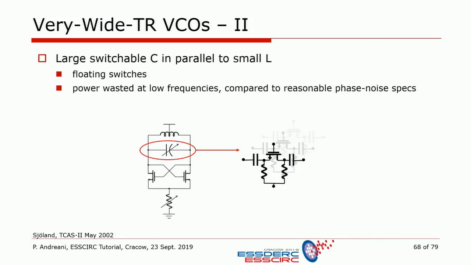At the lowest frequencies, you have a lot of capacitance in parallel to the inductance, and this really means that you need a lot of power, a lot of current to even start oscillations. And once you have started these oscillations, you probably end up with a phase noise which is way below what you actually need. Okay? But you cannot really save power, because if you just diminish the current and to allow the phase noise to get up a bit, the oscillation dies.